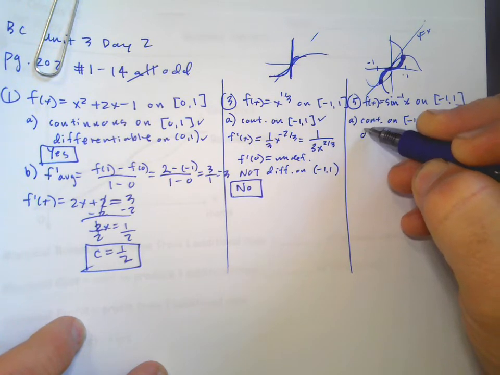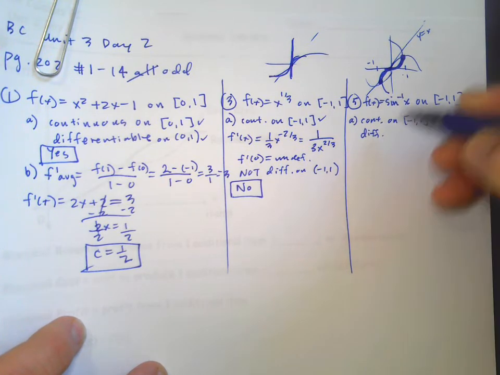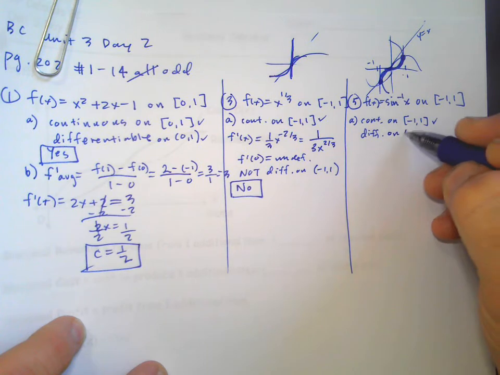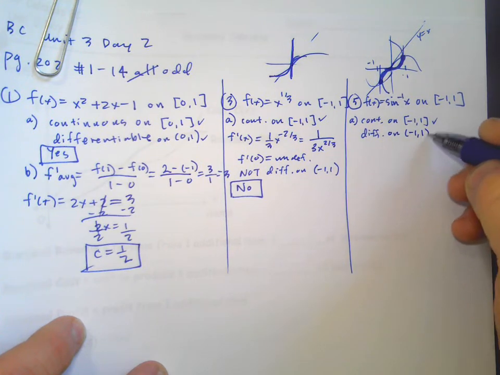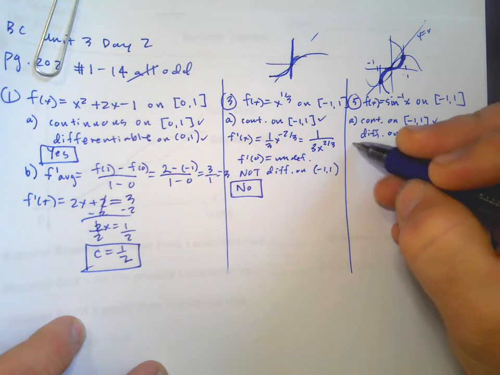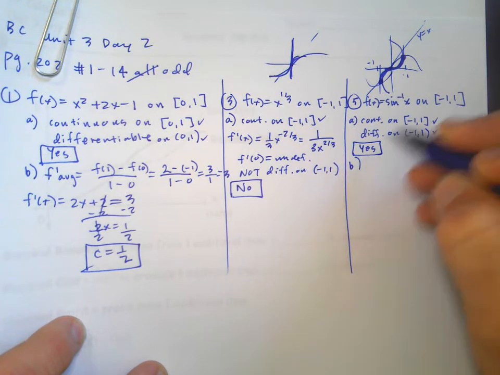It is differentiable. It isn't differentiable at the edges, one, because they're edges, but two, because it actually has a vertical tangent. But it doesn't need to be differentiable at the edges, just all the way up to them. So the answer is yes. We should be able to use the Mean Value Theorem.